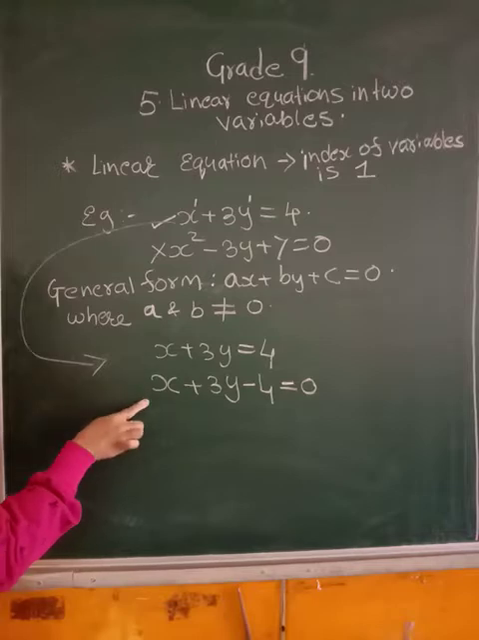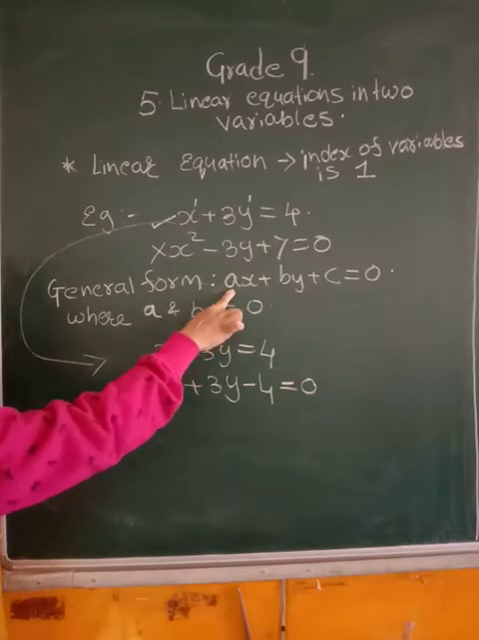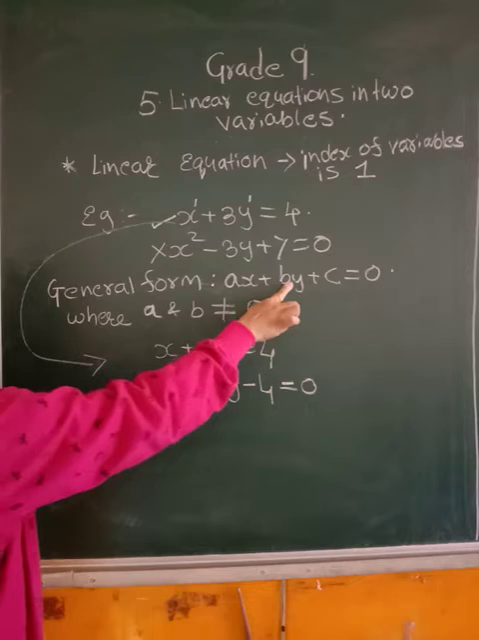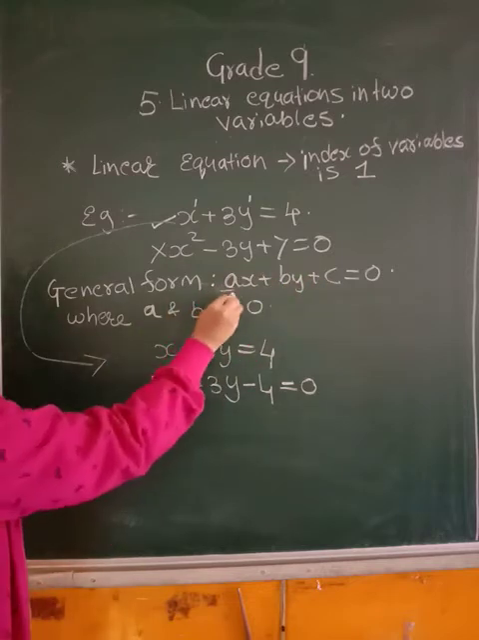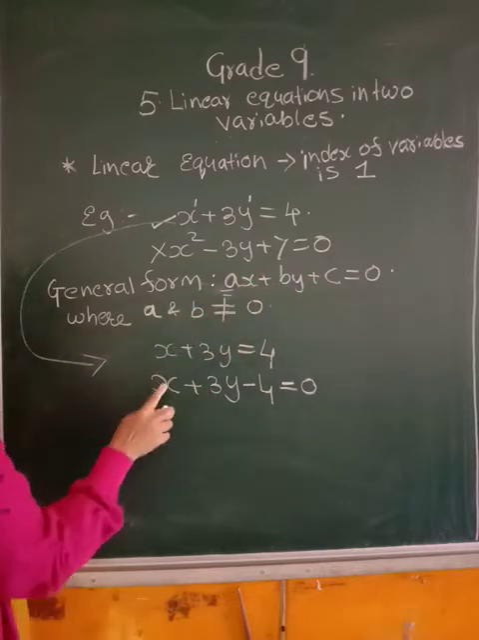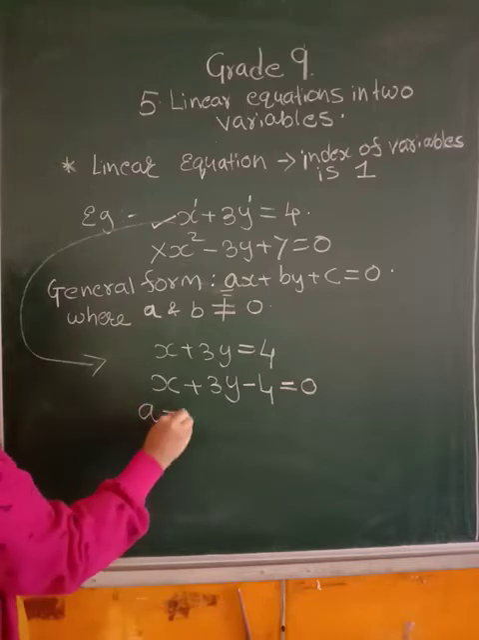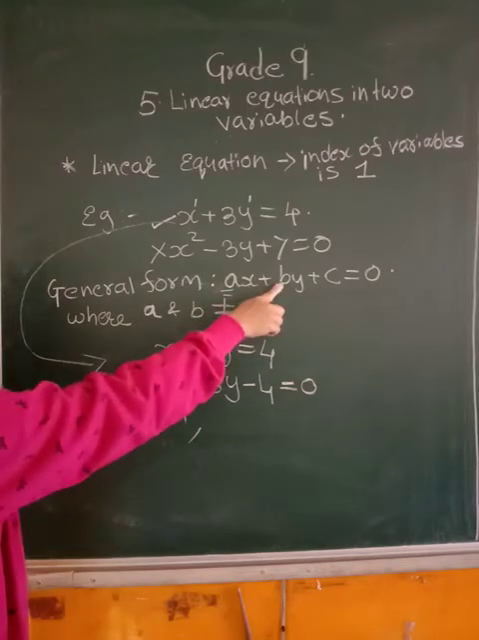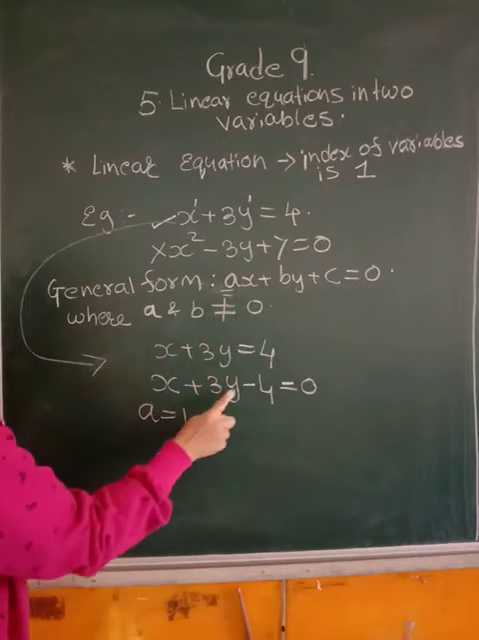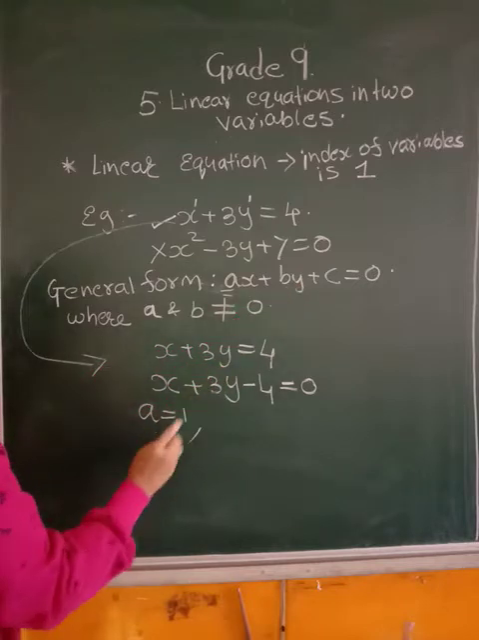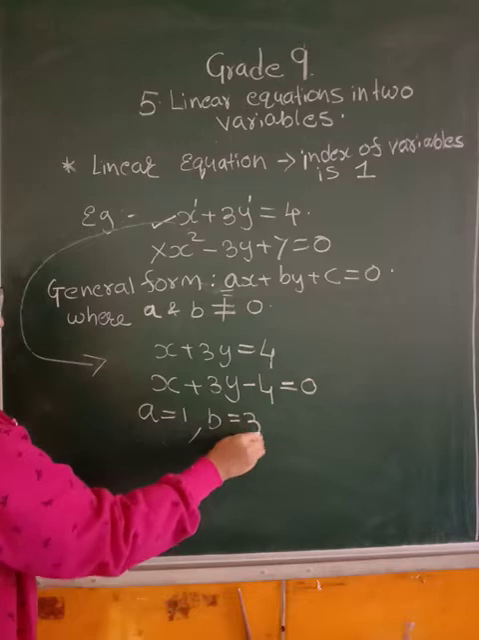And they also ask you to compare this with standard form and write the values of a, b and c. Now see, what is a? A is the coefficient of x. Here the coefficient of x is nothing, so it is 1. So in this case the value of a is 1. What is b? B is the coefficient of y. Coefficient of y is what? Plus 3. So we can write b is equal to 3.